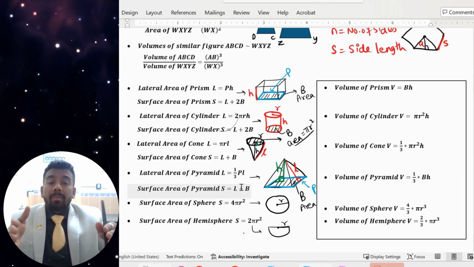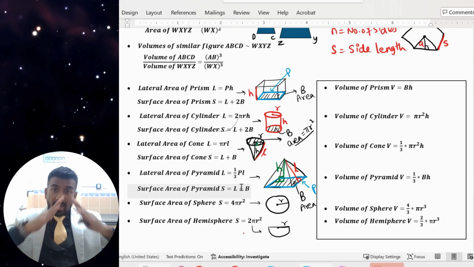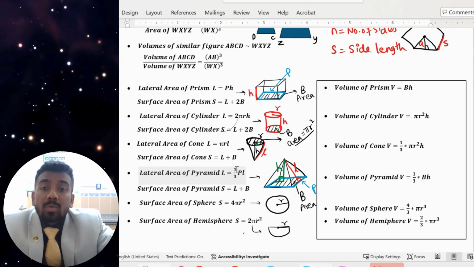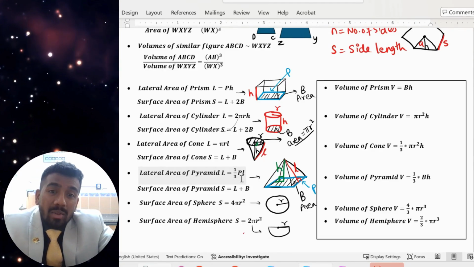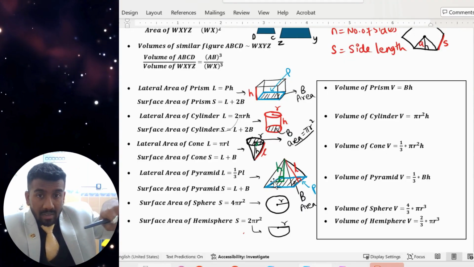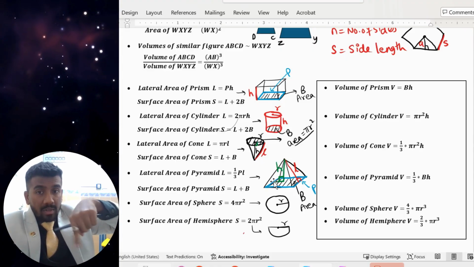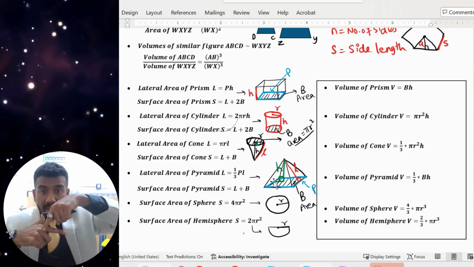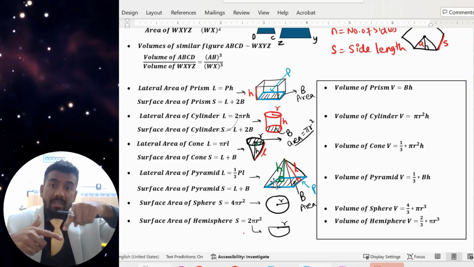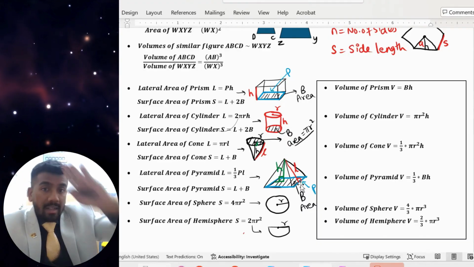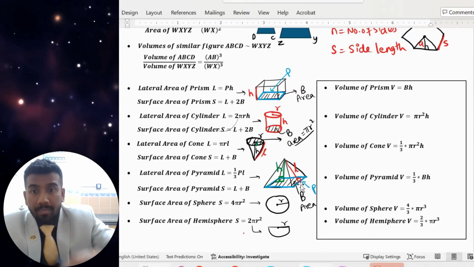Then you have pyramid. A pyramid is not something straight, it goes up like this. For lateral area, the formula is 1 over 3 PL. Again, what is P? P is the total outside length of the base. So if the side is 4 and it's a square, 4 plus 4 plus 4 plus 4, 16 will come. So we add all the sides, times L. Now what is L? L is the outside length, you can see the slant height.